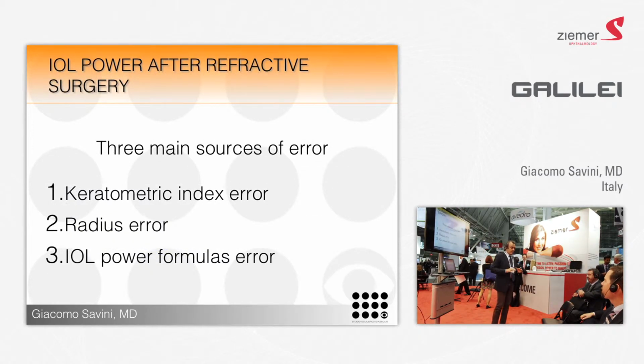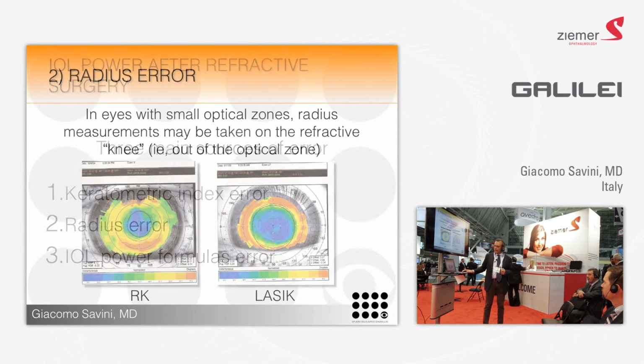So, as I told you, before I want to explain why IOL power calculation can be inaccurate after refractive surgery. The first issue was the keratometric index error, which makes measurements no longer valid. We also have two more problems, the radius error and the IOL power formula errors. The first one is quite easy.